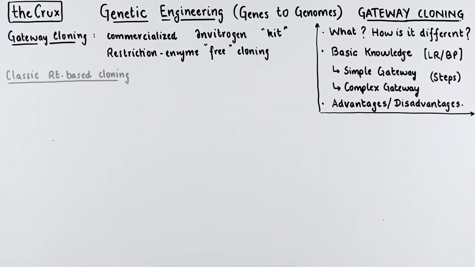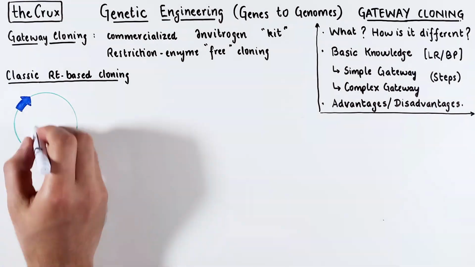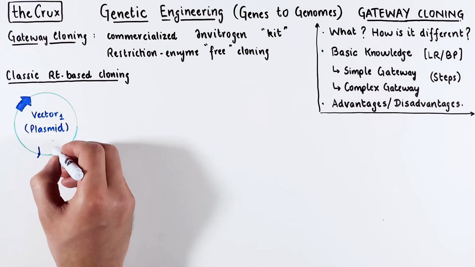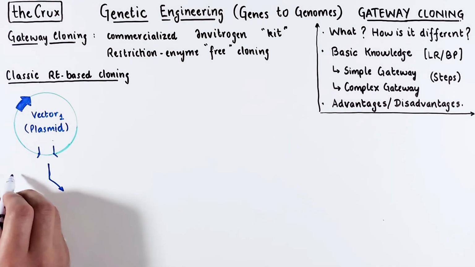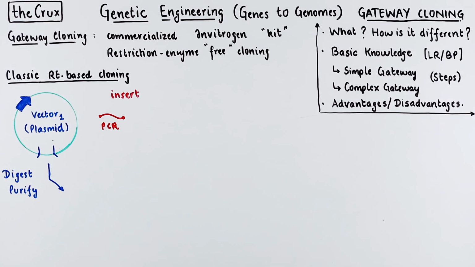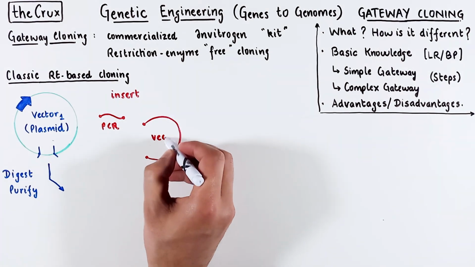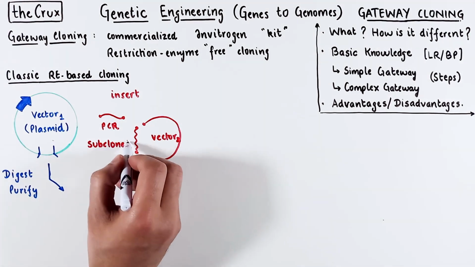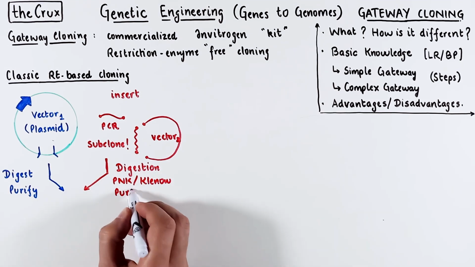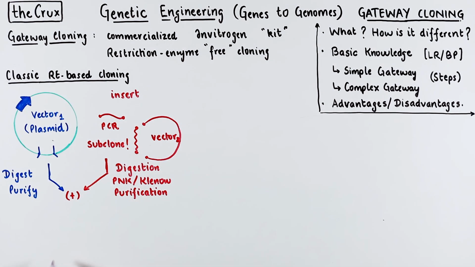Traditionally, in restriction-based cloning, you start with a vector, a plasmid backbone, into which you would like to insert something. So you digest and perhaps purify the vector. In parallel, you prepare the insert, which could be a PCR product or perhaps a piece of DNA from another vector, which means you are subcloning. Depending on your strategy, you digest, maybe you blunt, and purify the insert and combine it with the backbone.